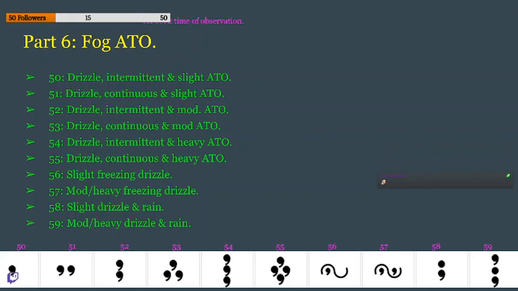56 is your slight freezing drizzle, while 57 is your moderate to heavy freezing drizzle. 58 is slight drizzle and rain. 59 is moderate to heavy drizzle and rain. You see it has the period as well as the comma.